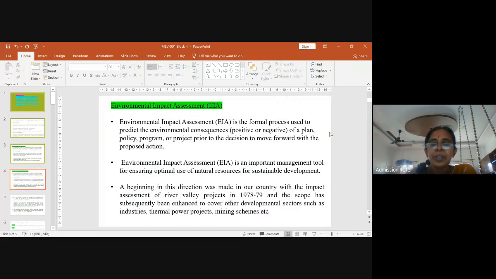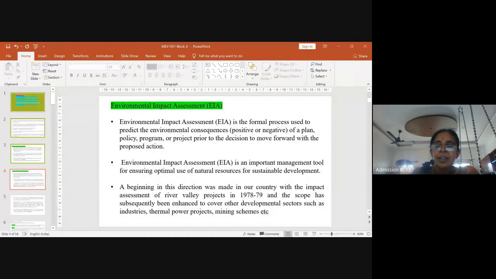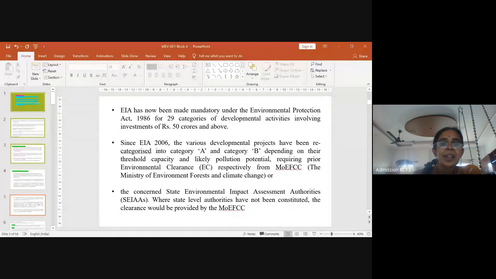It is one of the important management tools for ensuring the optimal use of natural resources for sustainable development. The beginning in this direction was made in our country with the impact assessment of river valley projects in the year 1978 to 79, and it was subsequently enhanced to cover other developmental sectors such as industries, thermal power projects, mining schemes, etc. Environmental impact assessment is now mandatory under the Environmental Protection Act.